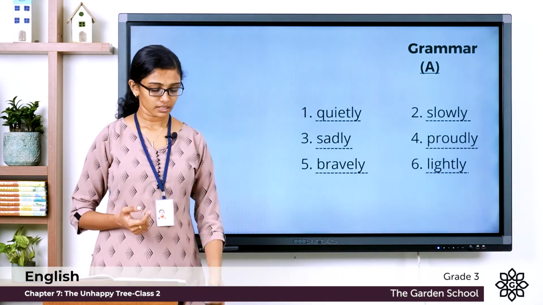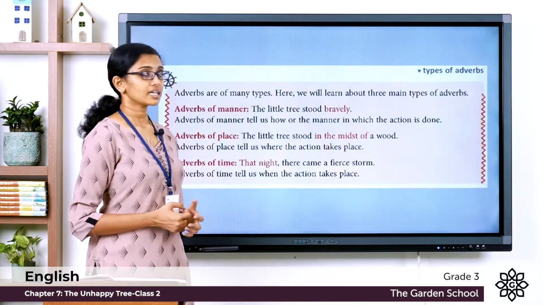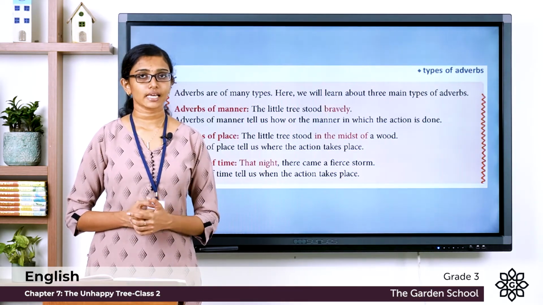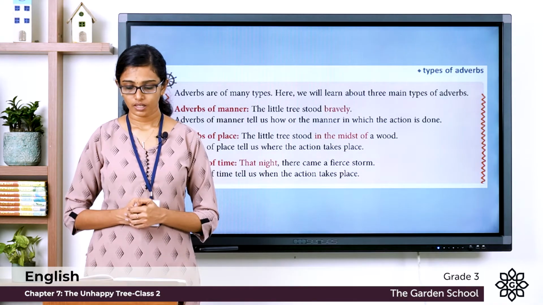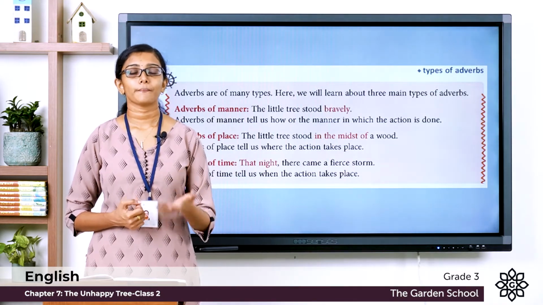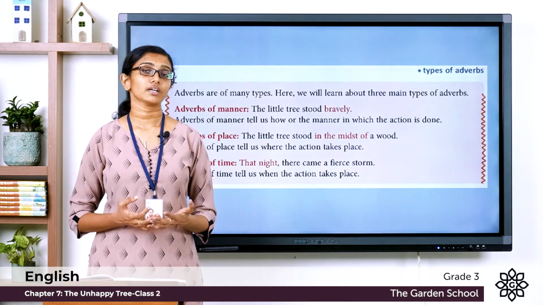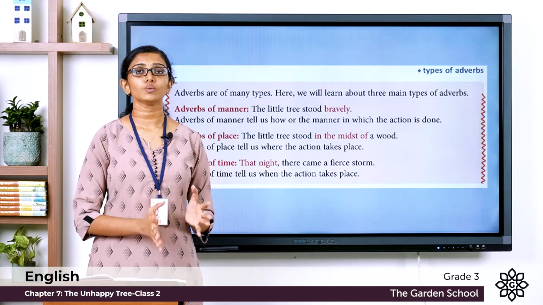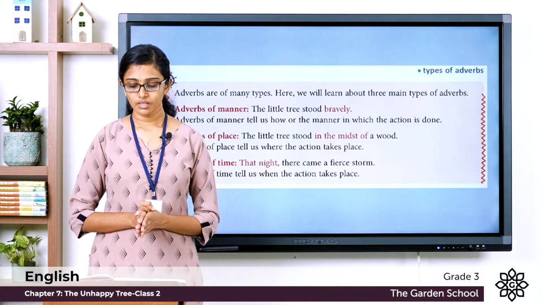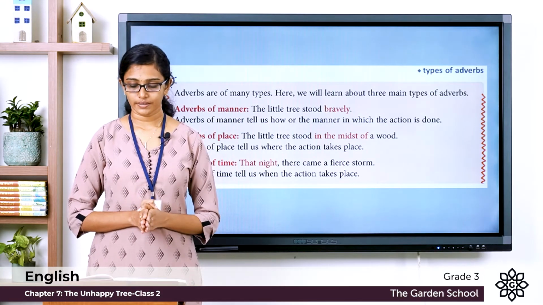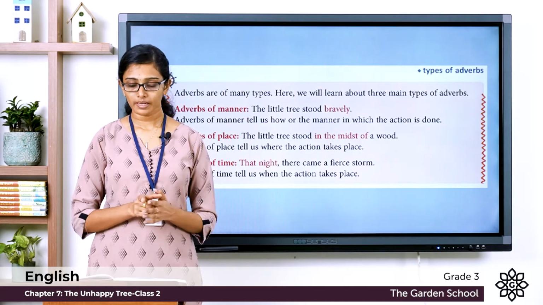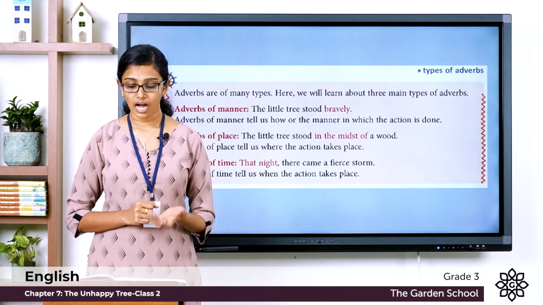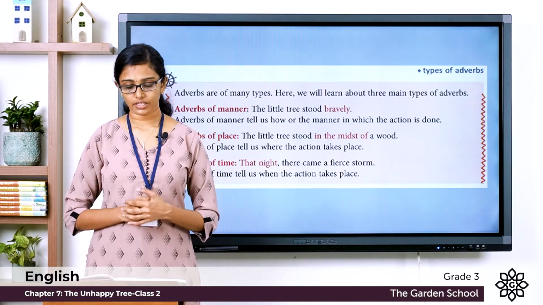Now let's discuss about the types of adverbs. There are 3 types of adverbs. Adverbs of manner, adverbs of place and adverbs of time. Now what do you mean by adverbs of manner? So adverbs of manner are those which describe how that verb is done or how that action is done. For example, the little tree stood bravely. The bravely is an adverb and it is an adverb of manner. Adverbs of manner tell us how or the manner in which the action is done.